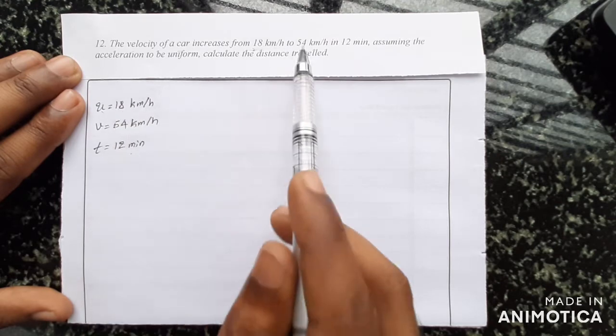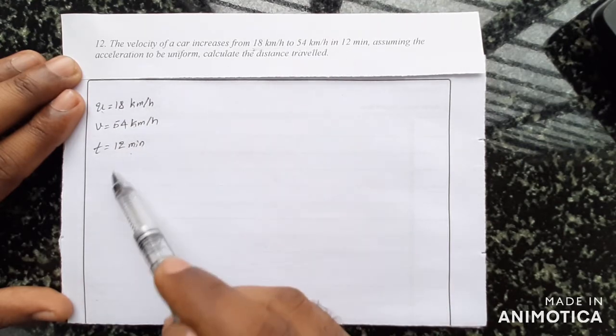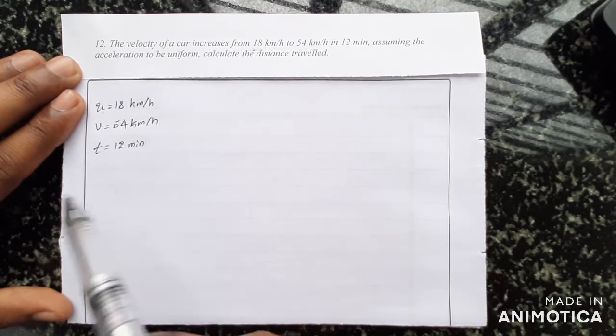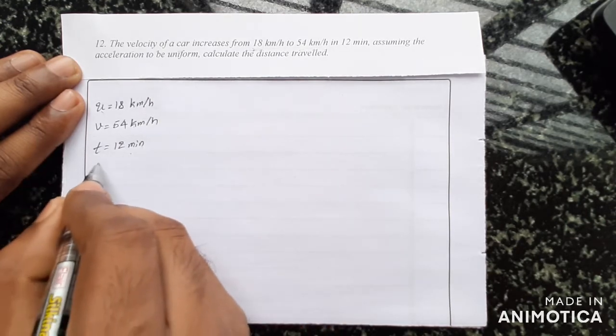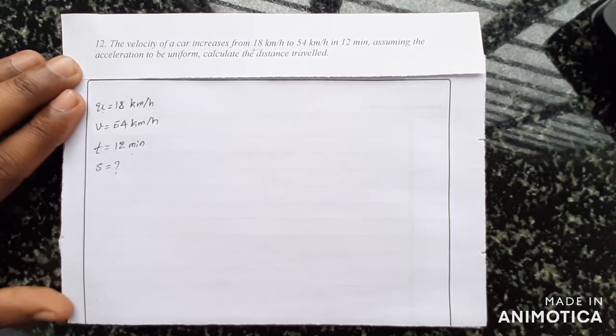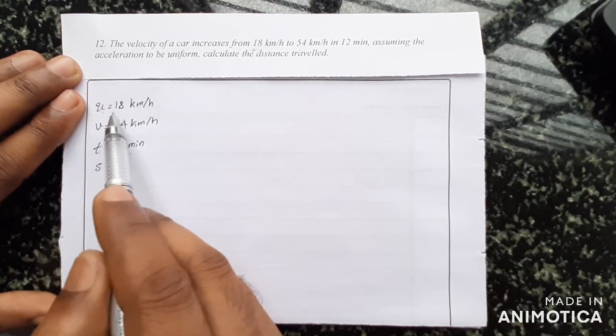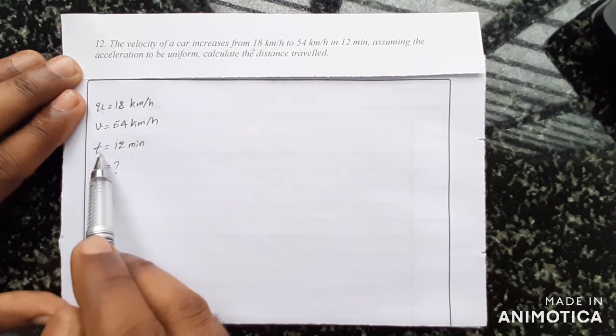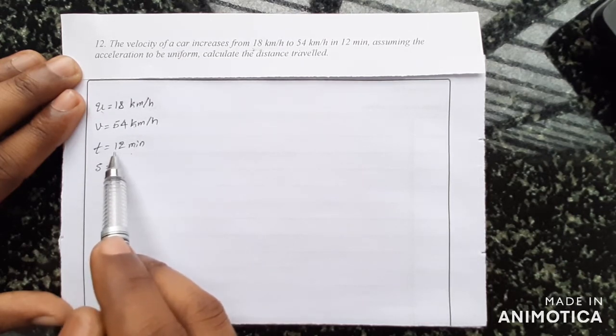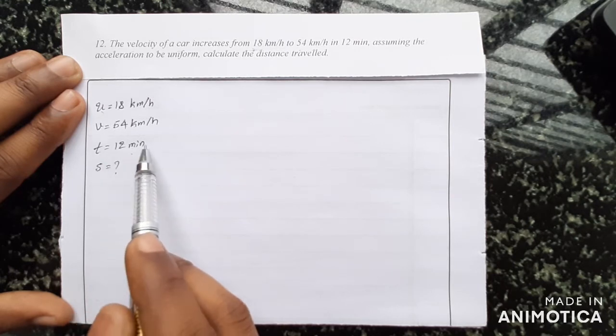So u is given, I have written. v is given, I have written it. Time is given, 12 minutes, I have written. Assuming the acceleration to be uniform, calculate the distance travelled. s has to be calculated, displacement. So we can go with the average velocity formula. Average velocity into time taken is the displacement. Before that, we should convert these factors u and v from kilometer per hour to meter per second, and time from minutes to seconds.